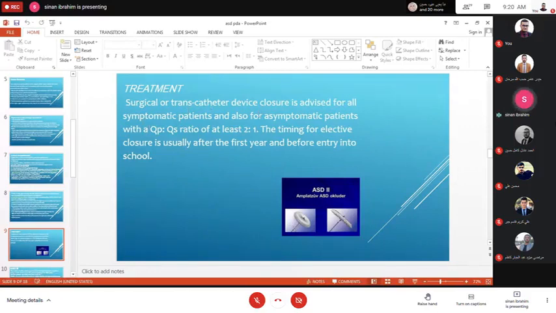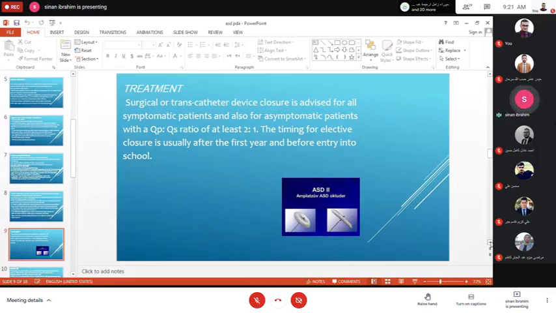Usually, transcatheter closure is advised for all symptomatic patients, or also for asymptomatic patients with a Qp:Qs ratio of at least 2 to 1. The timing of elective closure is usually after the first year and before entry to school, and usually after 4 years of age, as we said. If it doesn't close spontaneously, we close it by the cath.